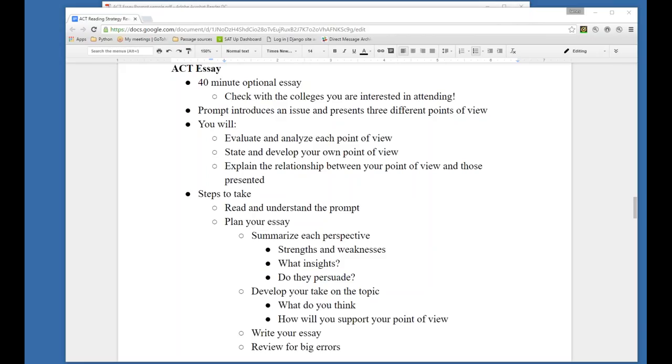So we're going to start with the top here. Can everybody see it? It looks like we can all see that, right? Is it big enough? Can everybody read it?